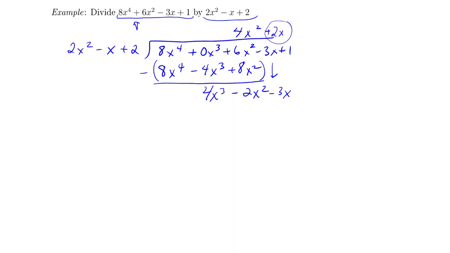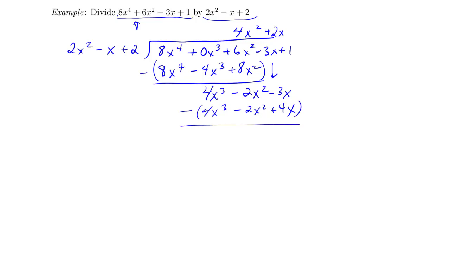All right, so now I do that multiplication. I'm going to multiply this plus 2x by this 2x squared minus x plus 2, and what do I get? Well, 2x times 2x squared gives me 4x cubed, as I was expecting. Then 2x times minus x gives me minus 2x squared, and 2x times 2 gives me plus 4x, and I subtract.